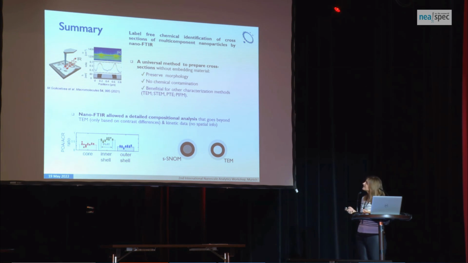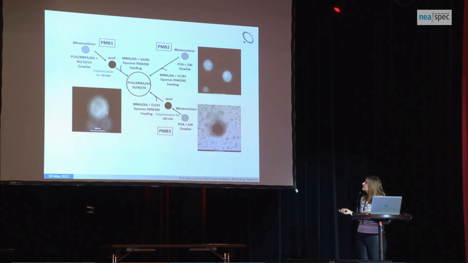So, to summarize, we demonstrate label-free chemical identification of particle cross-sections by nano-FTIR. For that, we developed a universal method that preserves morphology and can also be used for other techniques, and that allowed a very detailed compositional analysis that cannot be obtained by the combination of even TEM and kinetic data. And more importantly, as a result of the information we got, we were able to tune the feeding strategy of the first system, and at the end we were able to modify it to obtain fully homogeneous particles and a core-shell particle containing the POA inside.